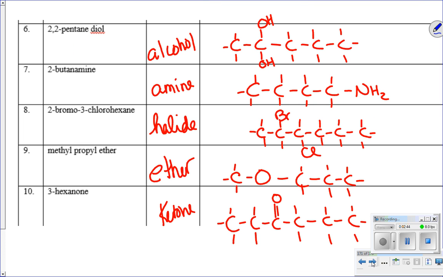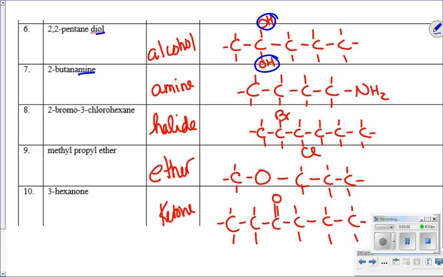2,2-pentane diol. Diols will not be tested or quizzed, but they are nice to have an understanding of. My OL ending means that's an alcohol. Diol is just referring to the fact that there are 2 of them. That's the difference on that one. Amine ending is an amine.